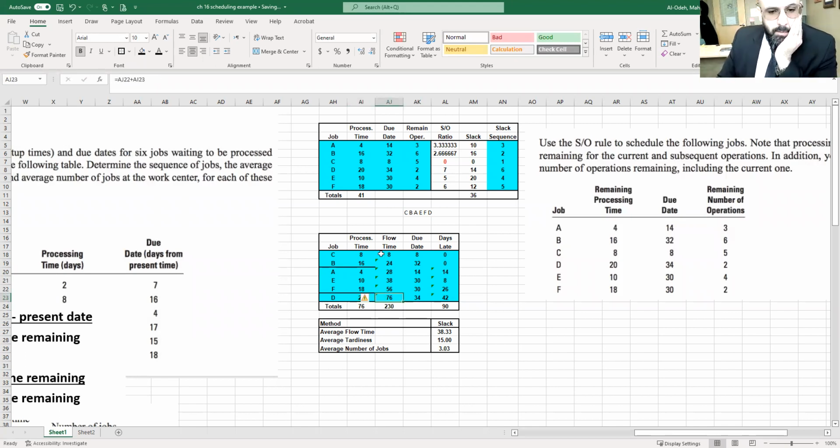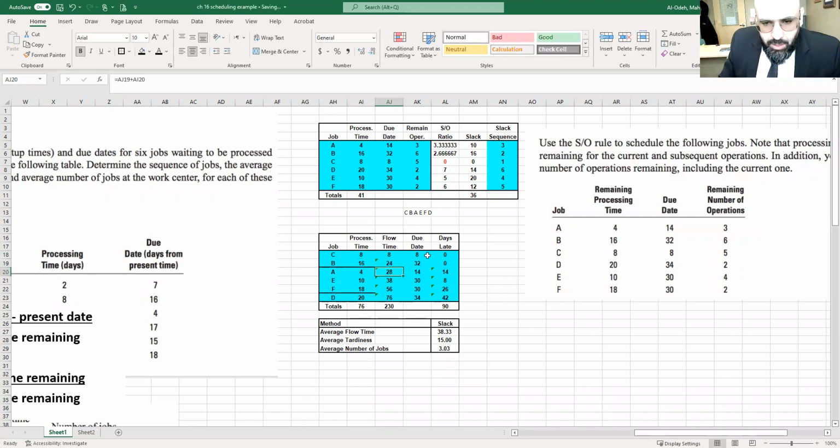Again, the flow time is coming from the processing time job by job. So for the first job, we don't have anything before it, so the process time is 8, so we will be able to finish it on day 8. And then for B, we will consider the 16 processing time. So we are on day 8 plus 16, so that would be 24, and so on.